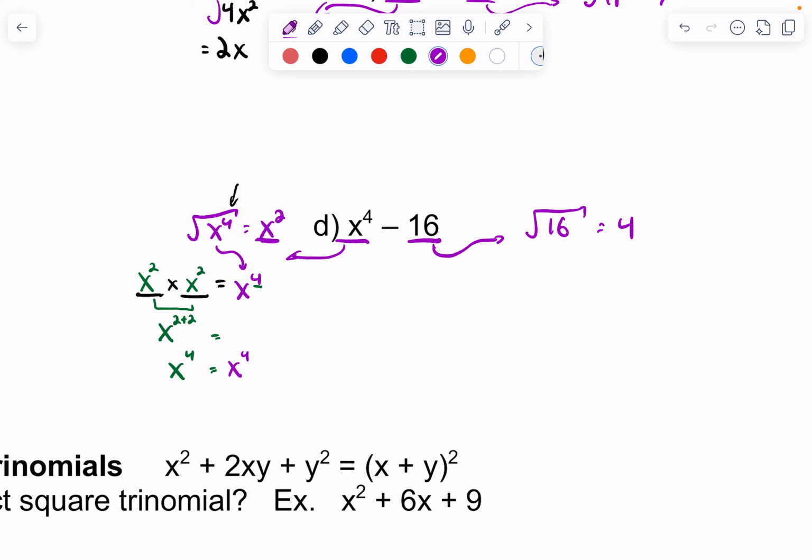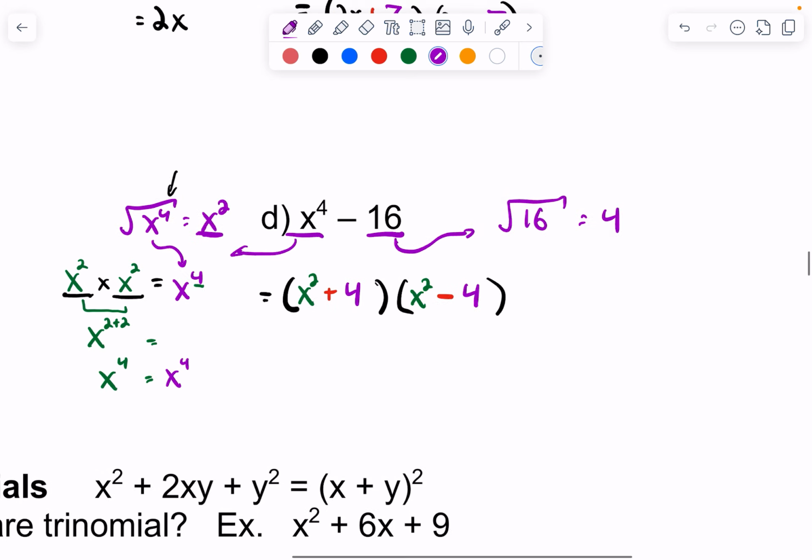So we've identified this to be a difference of squares, with our difference of squares being, okay, so write it out. You have in the first bracket the x squared, which is the square root of x to the 4. You add the square root of the last one, so 4. And then you have x squared minus 4. Okay, there you go.